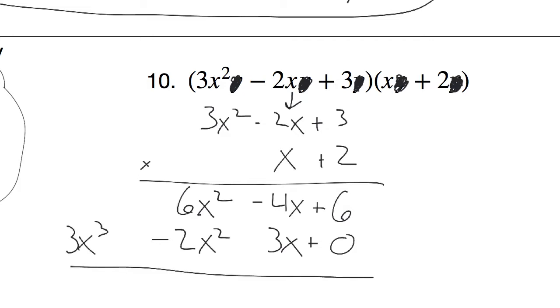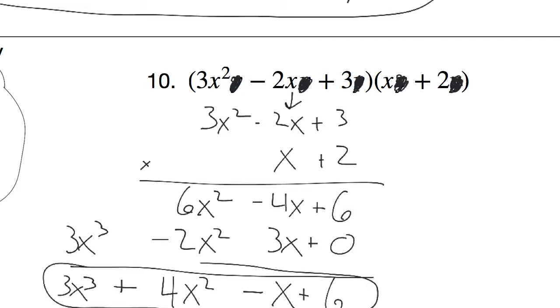Notice that all the like terms are in columns, so I can just add them. 6. Negative 4x plus 3x is negative 1x. 6x squared plus negative 2x squared is 4x squared. And we've got 3x cubed. This is your answer.